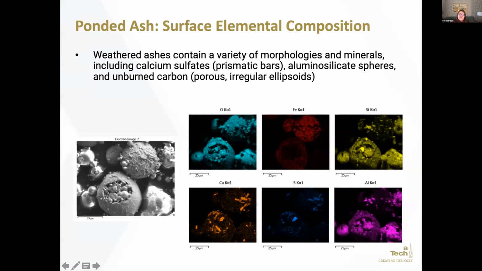The oxygen is shown here in blue. We've got iron shown in red, silica in yellow, and then we've got calcium, sulfur, and aluminum. You can see where all of those map to the image that we have on the left-hand side. So what that means is the places where we have calcium sulfate, right?